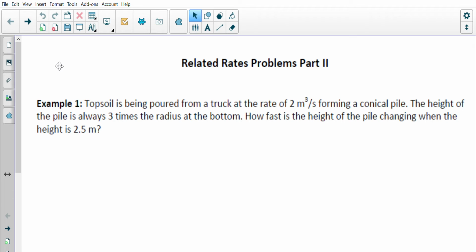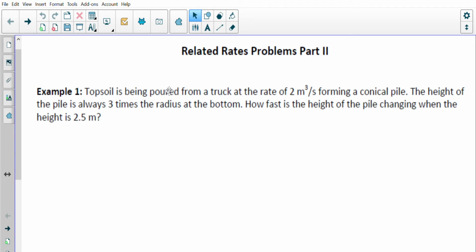of 2 cubic meters per second, forming a conical pile, so cone. The height of the pile is always 3 times the radius at the bottom. How fast is the height of the pile changing when the height is 2.5 meters?